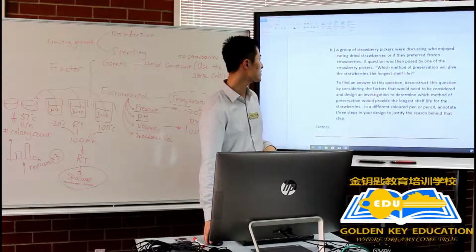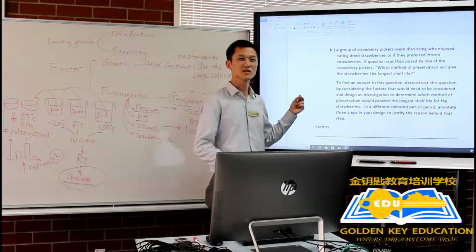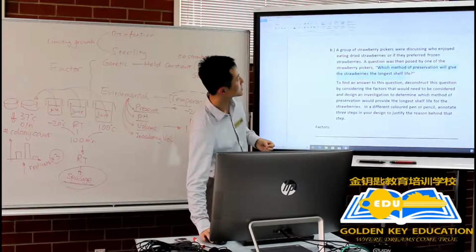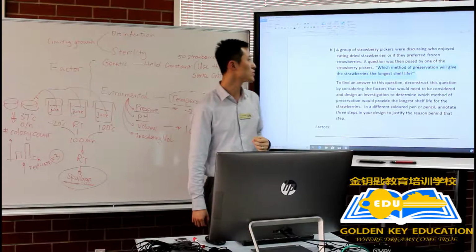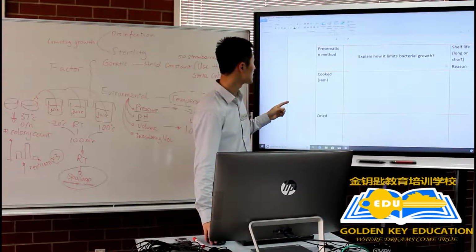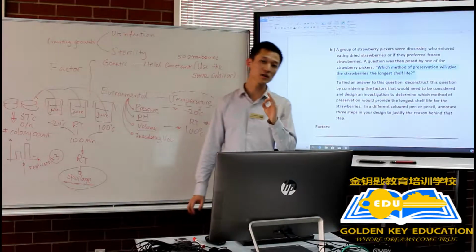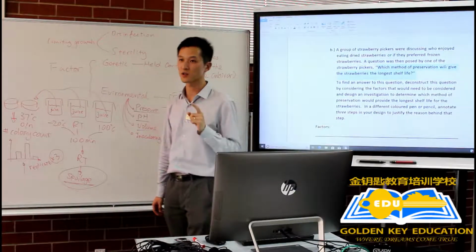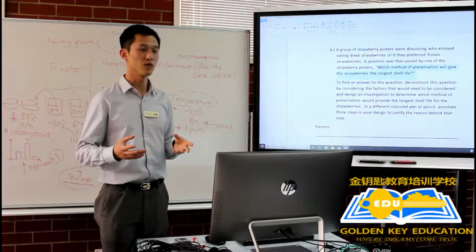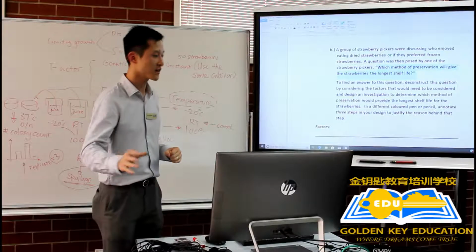So in the second part of the question, it's going to tell you a story, which is not relevant. You don't really have to go through the story if you don't want to, but the important bit is right there: which method of preservation will give the strawberry the longest shelf life. We talk about cooked versus dried, and that could be something you start with, but I'm not going to start on these two preservation techniques today. I'm going to start on what temperature we cook or store them at that will achieve a longer shelf life.